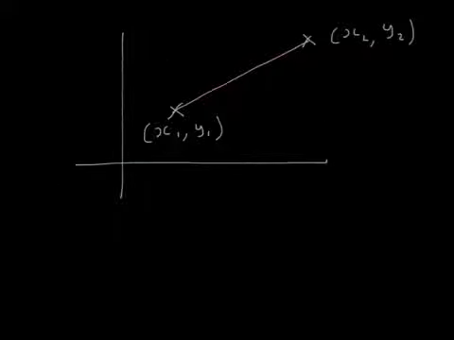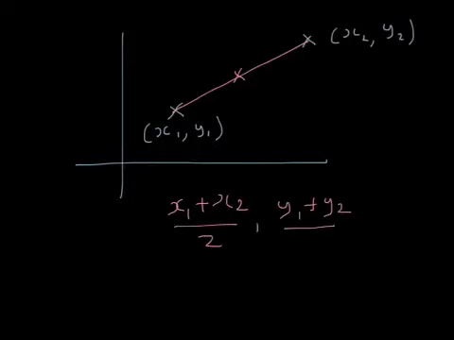So the rule for finding out the midpoint of a line is to take the two x coordinates and add them up and divide by 2, and to take the two y coordinates, add them up and divide by 2. And it's as easy as that.